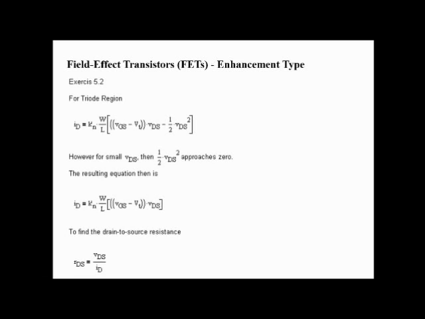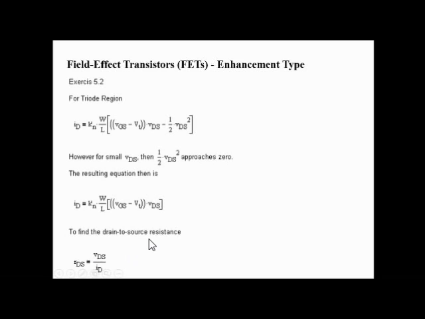Now for a triode region, the equation is given: ID equals Kn, where Kn is the process constant, mu n C ox, times W by L, times (VGS minus VT) VDS minus half VDS square. However, for small VDS we can say that this half VDS square approaches 0, and this equation results in the following equation. Now from that we have to find the drain to source resistance.